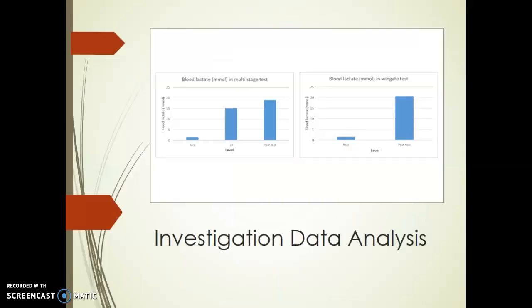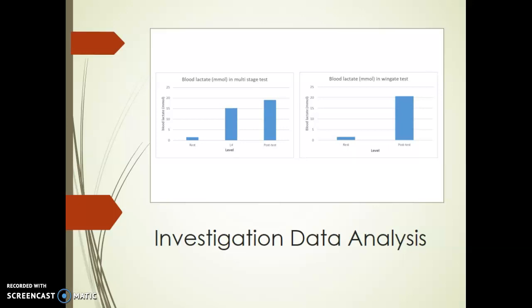Our class measured the blood lactate of 2 students in 2 different tests. The first student did the multi-stage test, which is like the bleep test, and the other test was the Wingate test, cycling on the spinning bike maximally for 20 seconds. Everyone's blood lactate is around 1.6 millimoles per litre, so at rest both tests will start with 1.6.